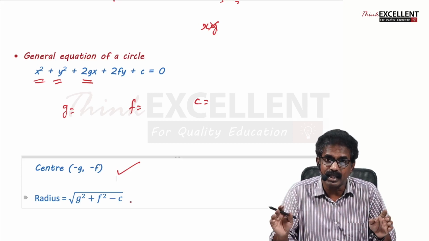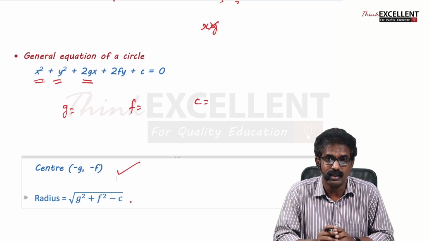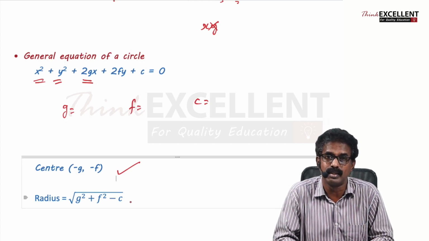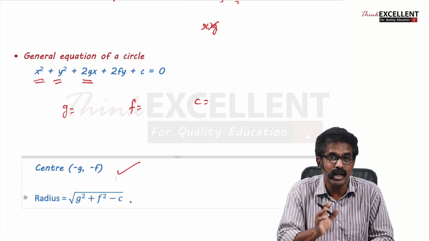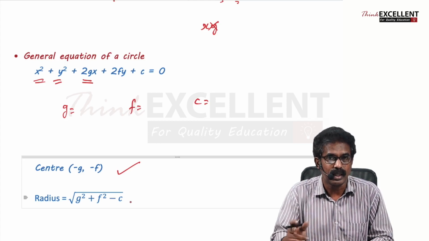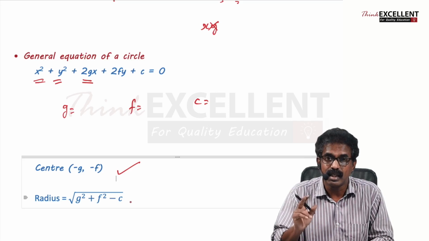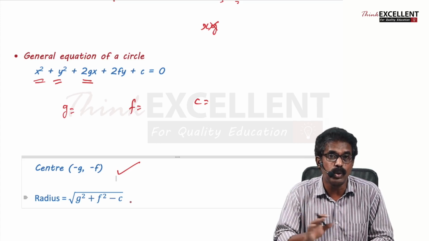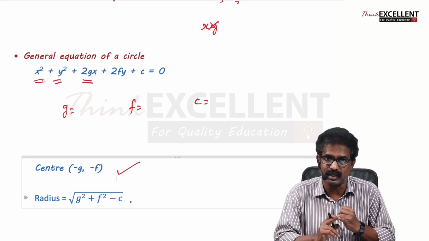A general second degree equation represents a circle under 2 conditions. What are the 2 conditions? A equal to B. Try to understand what is A, what is B: coefficient of x square equal to coefficient of y square. That's the first condition. Second condition, h equal to 0, that means there won't be any xy term. That is the first result we studied.